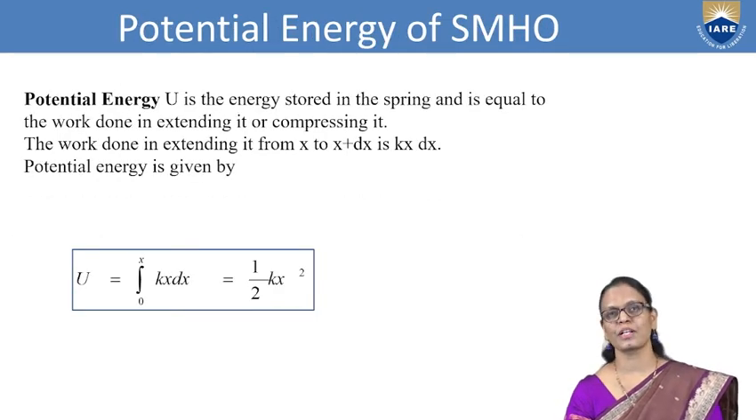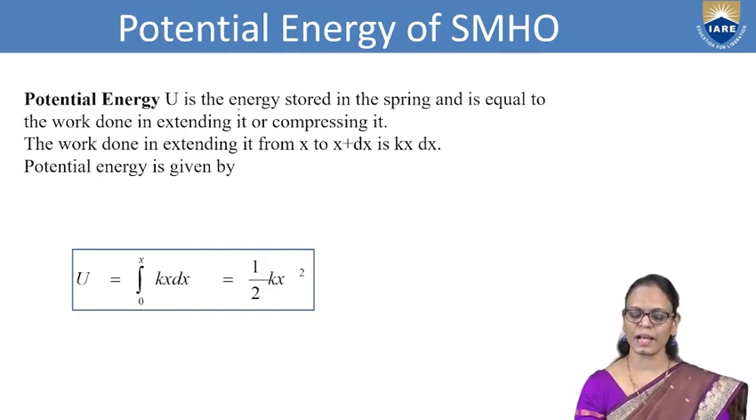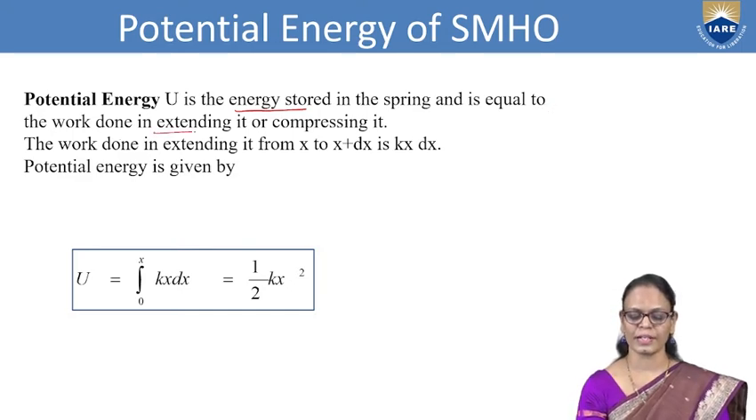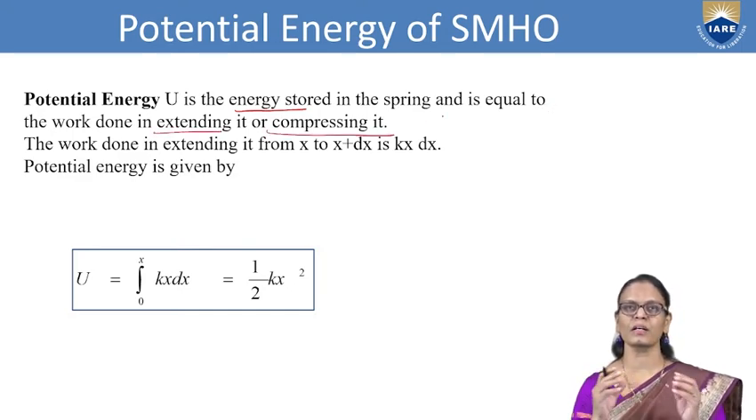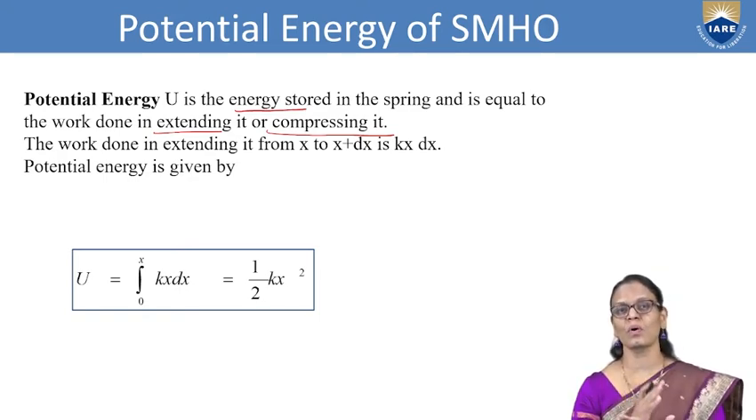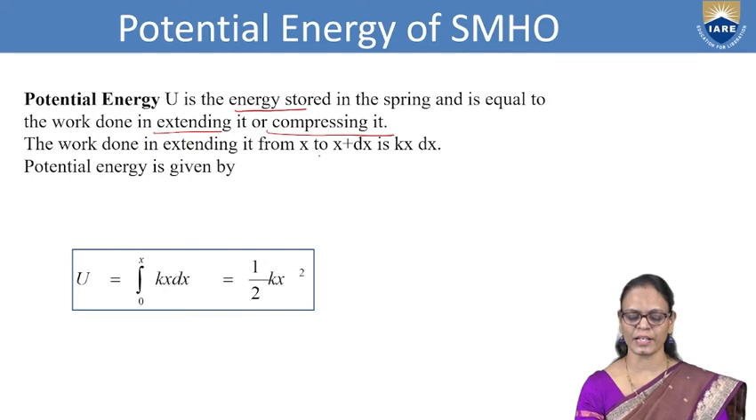Now coming to the potential energy. What is potential energy? First you have to define. It is the energy stored in the spring and it is equal to the work done in extending or compressing it. When you take a spring and compress it, you are doing some work on it, and the amount of work done is stored in the spring in the form of potential energy. The work done in extending it from x to x + dx is kx dx.